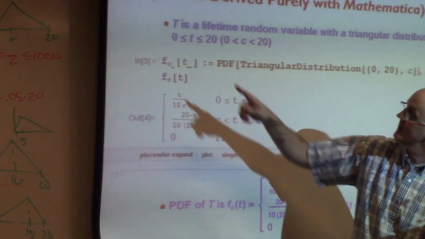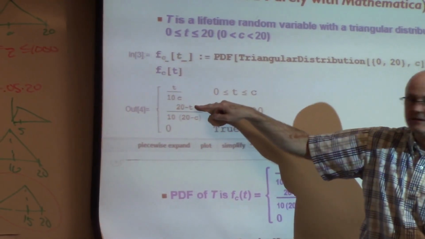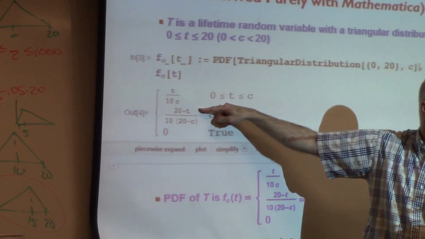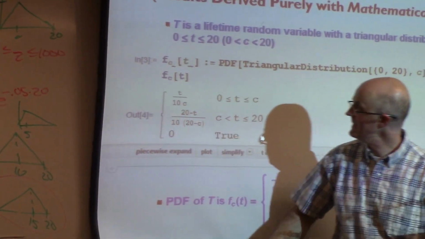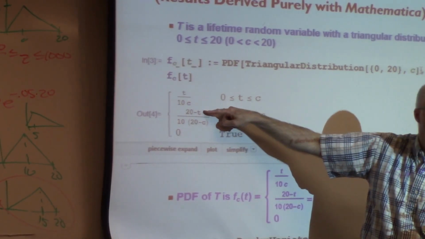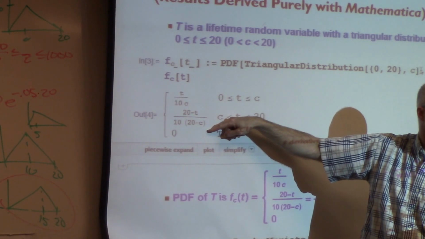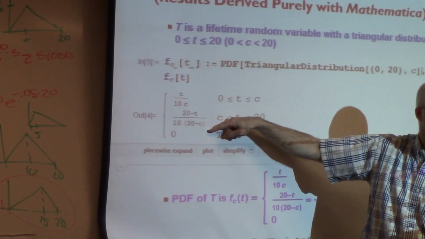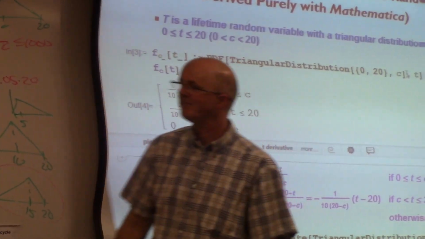Does it come to the horizontal axis when t is 20? Sure, when you plug in t equals 20, you get 0. Does it match up when t is c with the other piece? Plug in t equals c here. The 20 minus c's cancel, and you get 1/10. It does match up. The graph is really the formula for the graph. It looks like that.